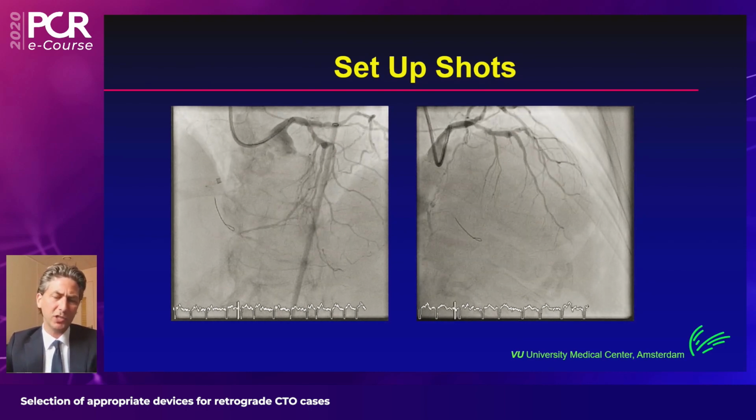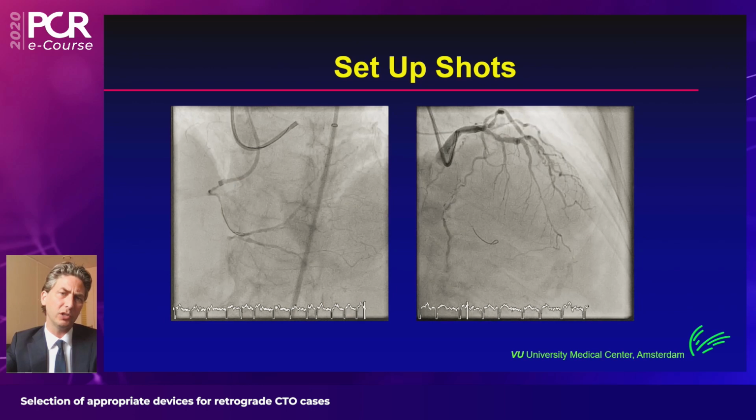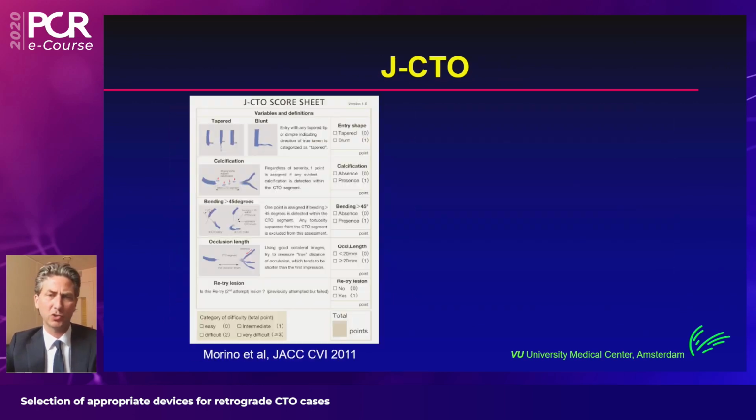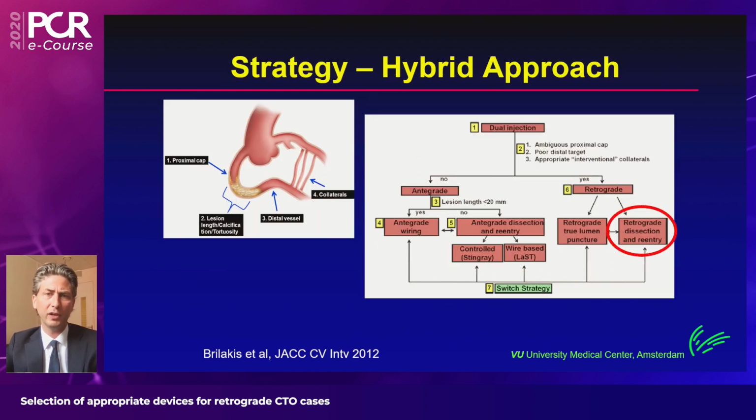So this now warrants a strategy for how to optimize a PCI CTO in this case to be as fast and efficient as possible. Again, the JCTO score in this patient is very high because of the ambiguous cap, which is blunt, the calcification, the bending, and occlusion length. So it's a JCTO score of 4, which means that antegrade wiring or the retrograde wiring approach is very likely to fail. So this is very likely to be a dissection reentry technique, because wiring in these cases, no matter the sophistication of wire these days or the operator skill, is very likely to fail.